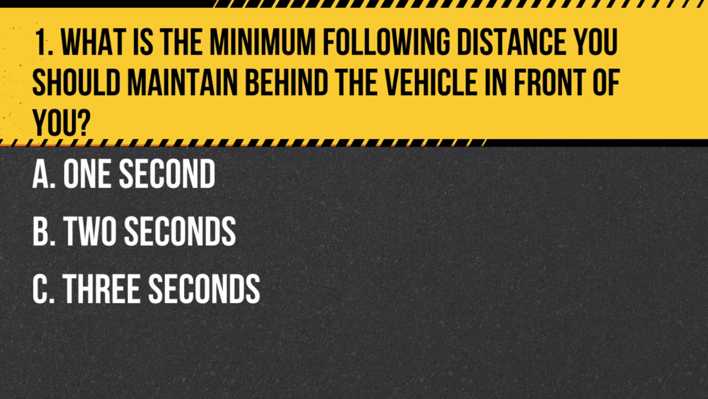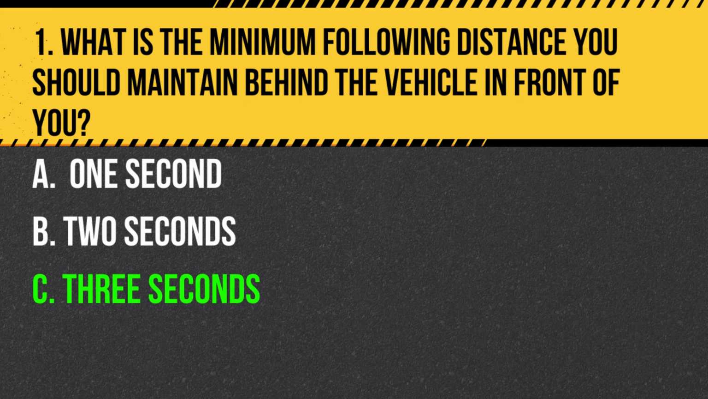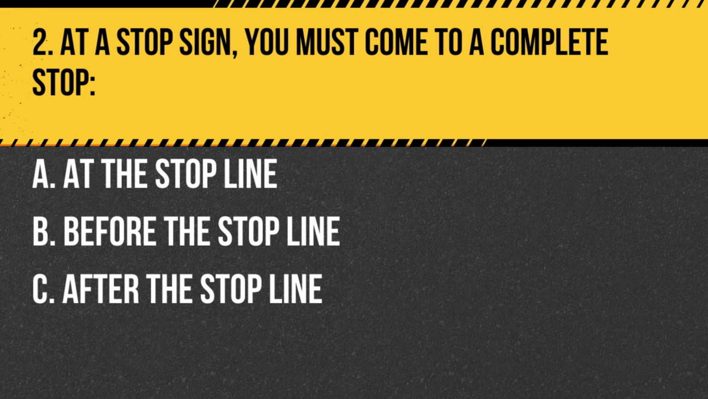Question 1. What is the minimum following distance you should maintain behind the vehicle in front of you? A. 1 second. B. 2 seconds. C. 3 seconds. Answer. C. 3 seconds. Maintain a minimum of 3 seconds of following distance to allow enough time to react to any potential hazards.